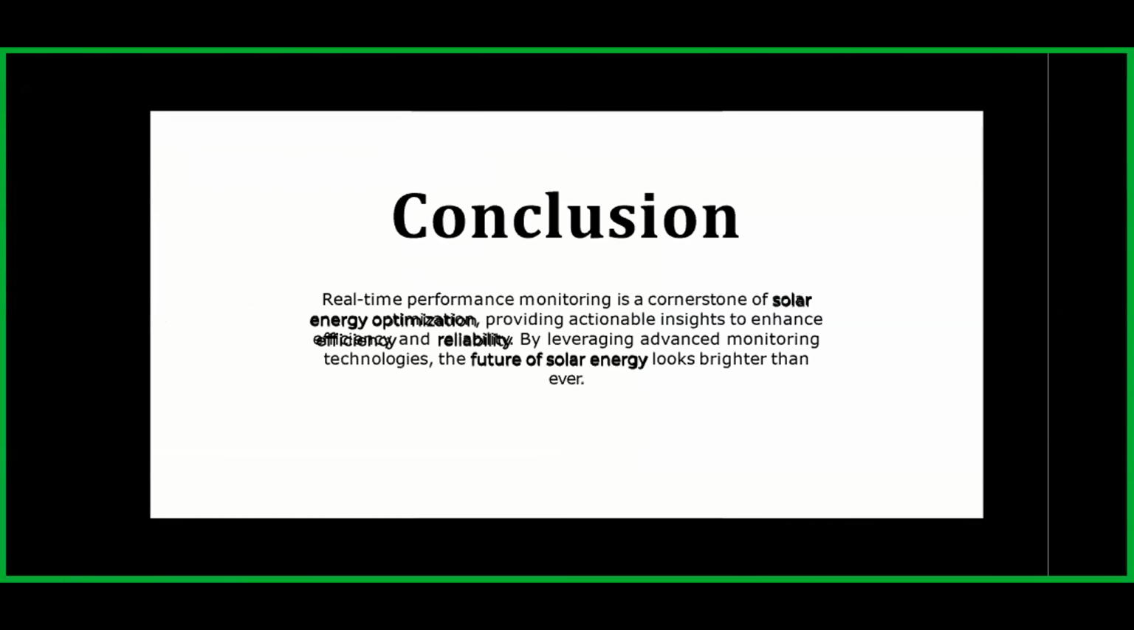The conclusion of this paper: real-time performance monitoring is a cornerstone of solar energy optimization, providing actionable insight to enhance efficiency and reliability by leveraging advanced monitoring technology. The future of solar energy looks brighter than ever. Thank you, sir.